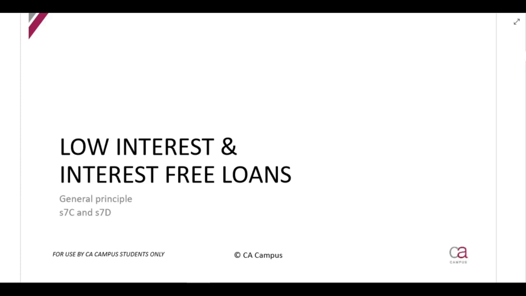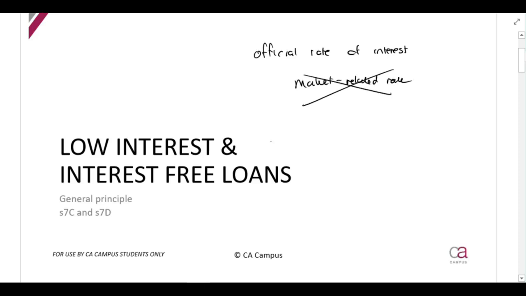I don't want to use the term market related, because you will see that we are going to be referring to the official rate of interest, and not the market related rate or market rate. We don't use that term here. We refer to the official rate of interest, which I'll explain in a second. But understand, just for now, view the official rate of interest as almost being the same as the market rate. It's not always the same, but it means that we are charging interest at less than that official rate or not charging interest at all.